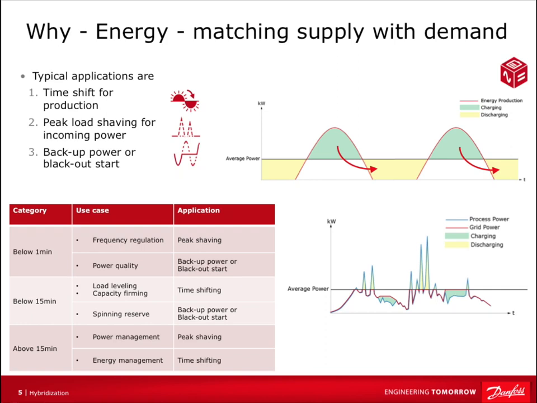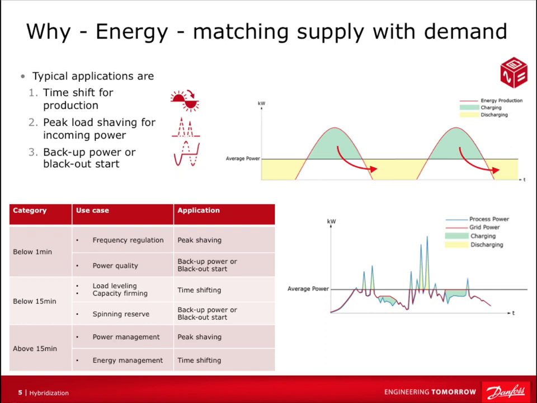Next, we would look at something below 15 minutes, for example, if we wanted to do load leveling or capacity firming. So some kind of time shifting, maybe more along the lines of wind turbines, where the wind may be fluctuating quite a bit during a 1 hour period, where we want to level the overall load to match the demand coming from our consumers, for example. It can be considered more of a spinning reserve.